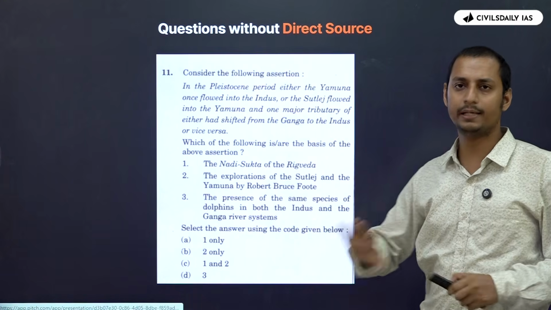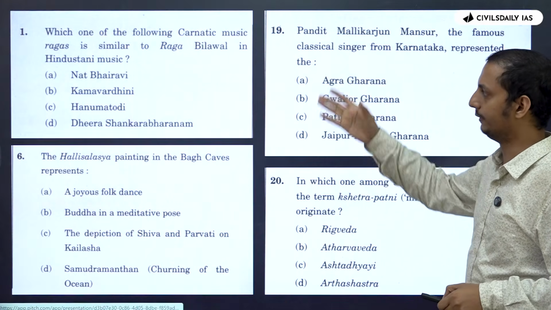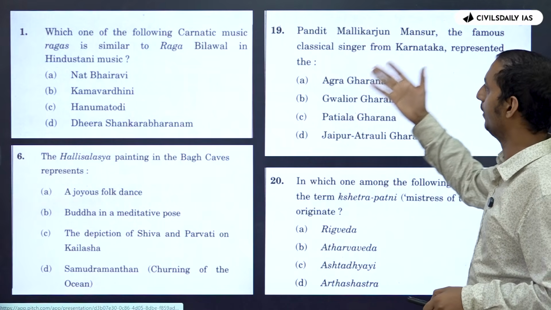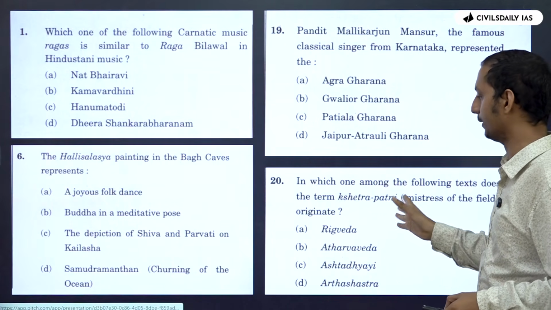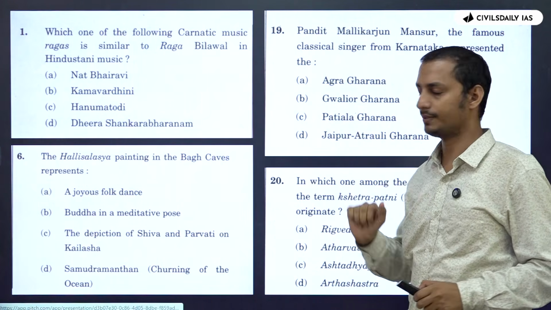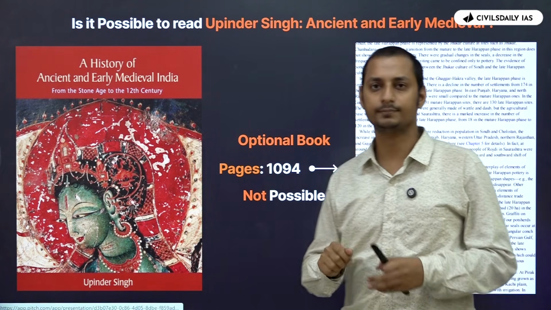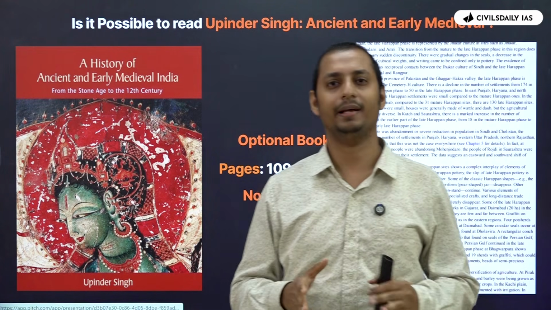Which do not have any direct source from any of the NCERTs or even Upinder Singh. The Nadi Sukta question, the Raja Bilawal, Hallisaya, and Pandit Mallikarjun Mansur and the Kshetrapani. Nowhere do any of these sources actually provide information regarding these things, especially the NCERTs, okay? Now what should you do? Is it possible for you to read Upinder Singh?